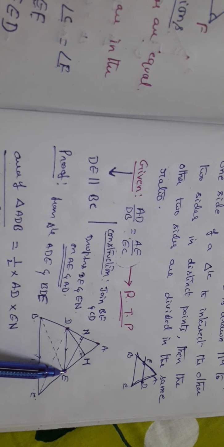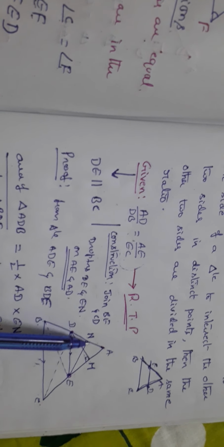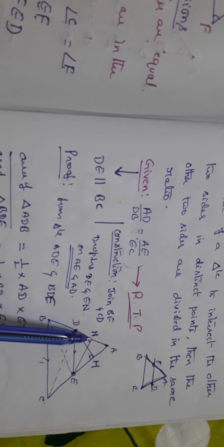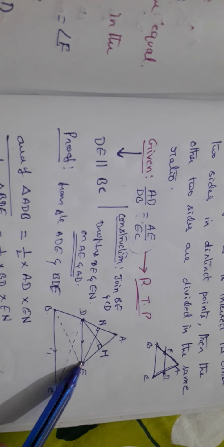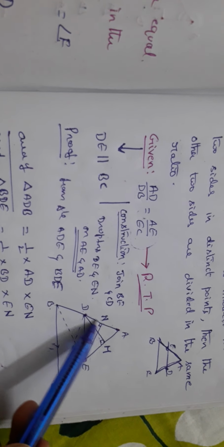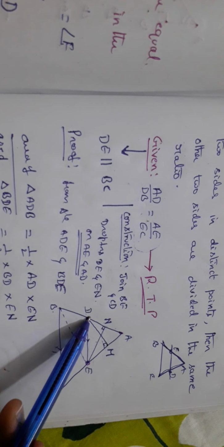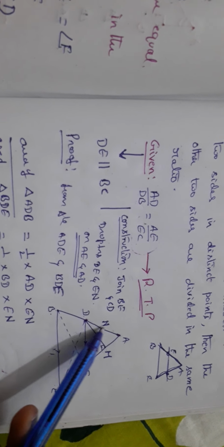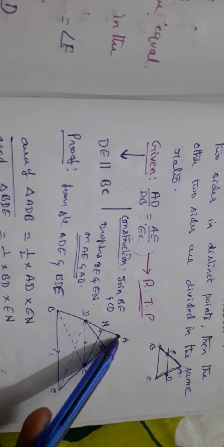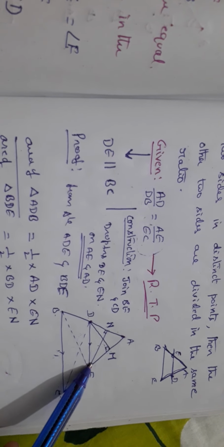That means from this vertex you are dropping an altitude onto this, and this becomes the height of the triangle. For which triangles will it become the height? Observe carefully. ADE, this is the height, and AD is the base. Now suppose I say ABE is another triangle, if you consider ABE, then also this is the height.